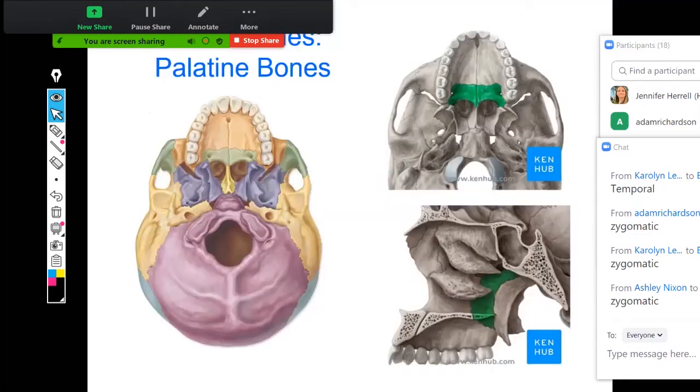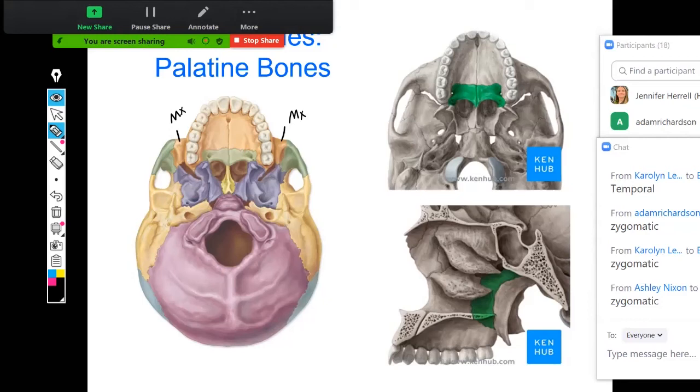Let's flip the skull over and look from the inferior view here. Here you can see some of these facial bones. We're going to focus on those. This is the upper lip here. So that's the maxilla, MX. Over here you can see the maxilla extending on either side.